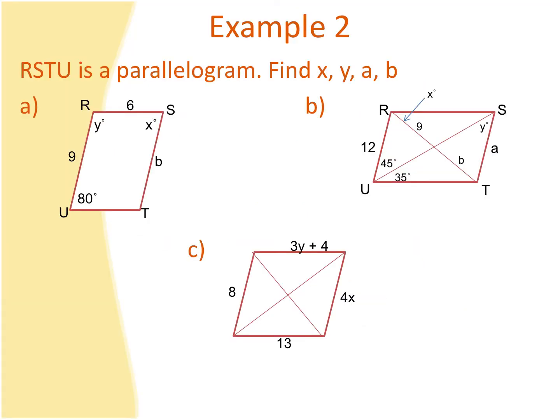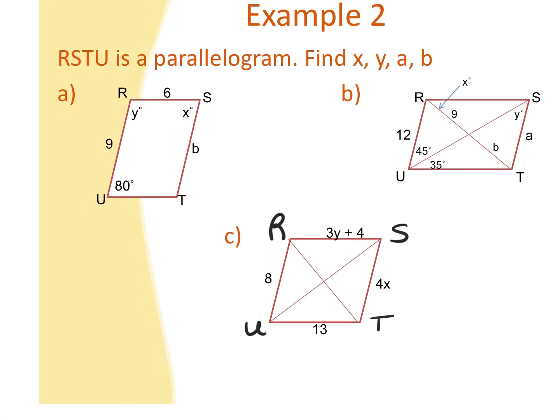Example 2. They're telling us that RSTU is a parallelogram. Now notice picture C down here doesn't have the letters, so I'm going to go ahead and add in R, S, T, and U. Also notice picture A was missing the variable A. So let's put an A down here on UT.